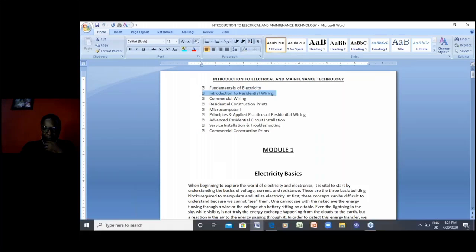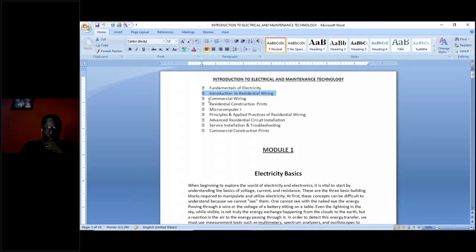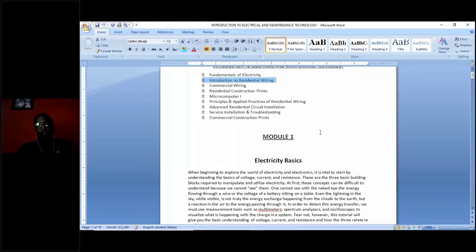introduction to residential wiring, commercial wiring, residential construction frames. We also touch on microcomputers, then principles and applied practices of residential wiring. So we now touch the advanced part of residential circuit installation, and the rest of them, how to troubleshoot. Let's quickly start.